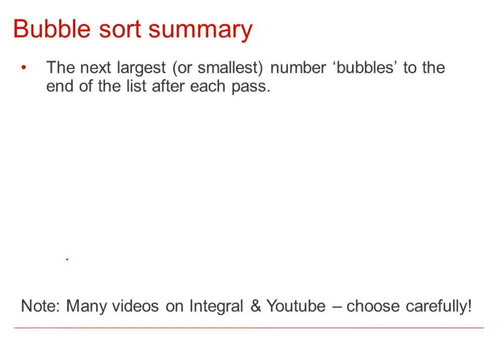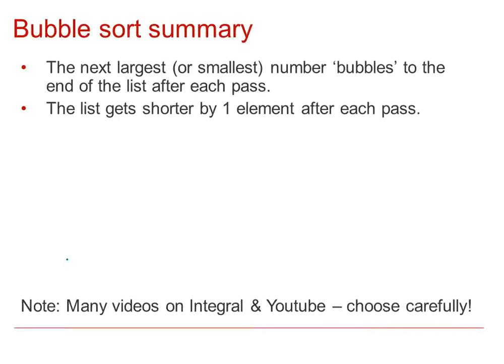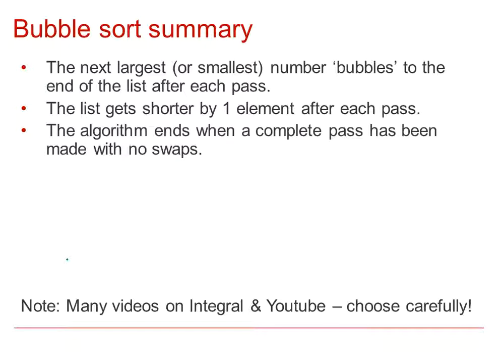So a quick summary of the bubble sort. The next largest, or smallest, depending on the order you're going for, the next largest number bubbles to the end of the list after each pass. The list gets shorter by 1 element after each pass. The algorithm ends when a complete pass has been made with no swaps.